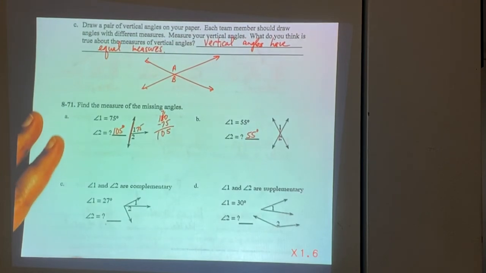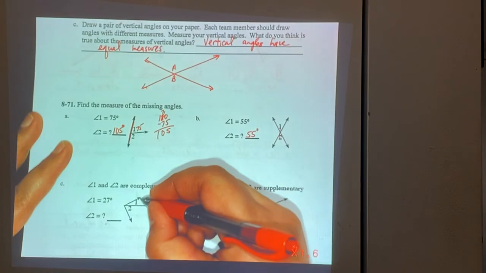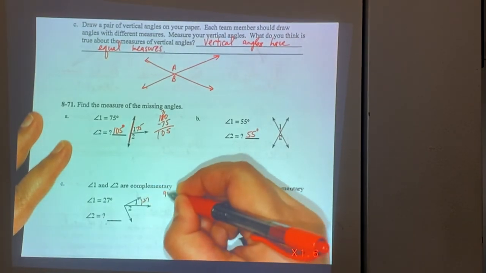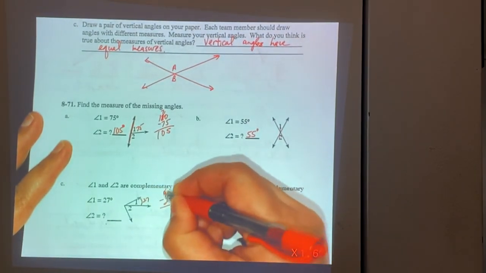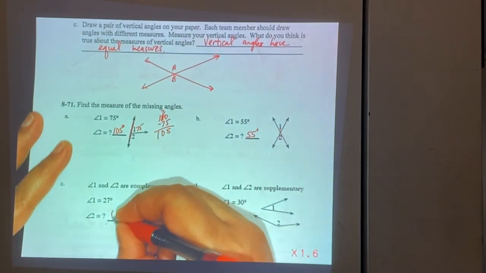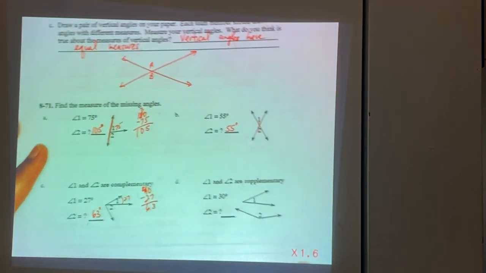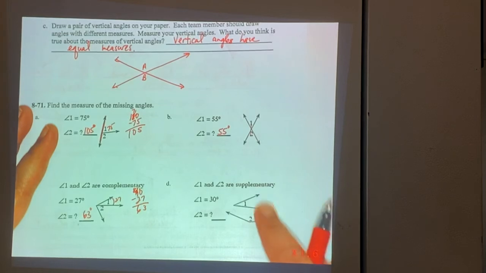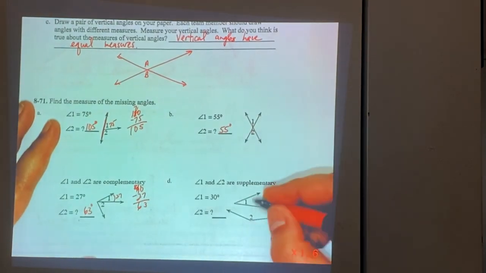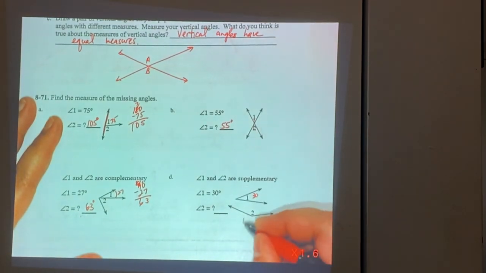Okay, so it says 1 and 2 are complementary. Complementary means they equal 90. So if this one's 27, what's 90 minus 27? 63. Okay, look at this one. These are supplementary, so these have to equal 180. So if this one's 30, I'm going to show my work. What's 180 minus 30? 150.